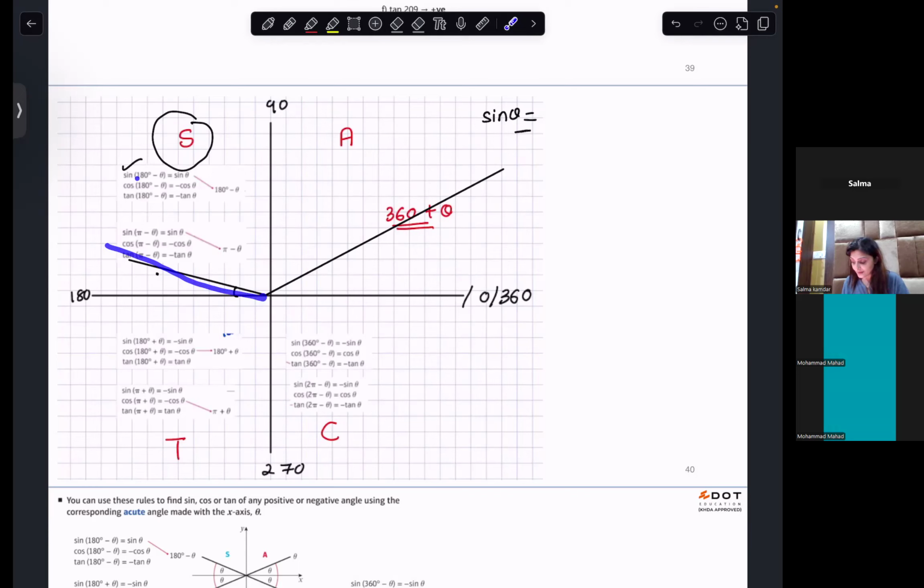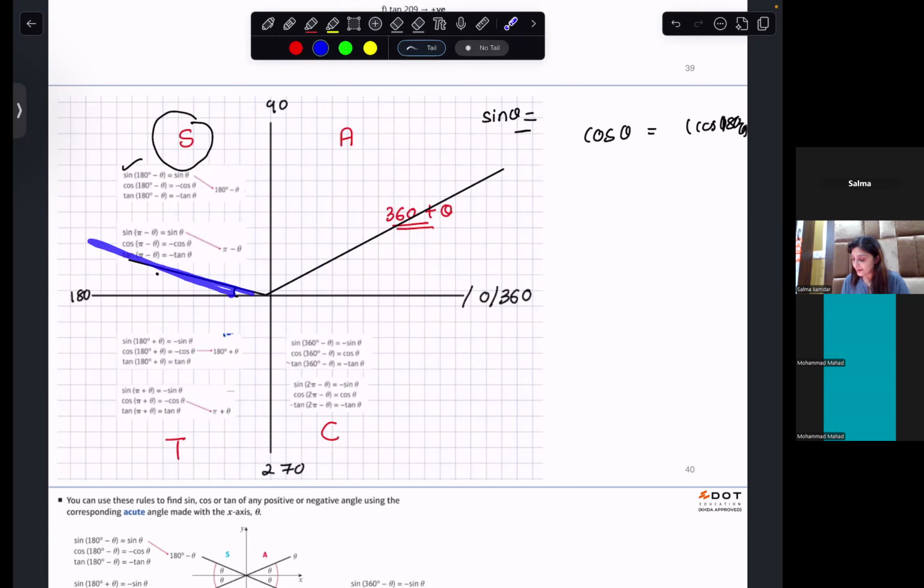If I have cos theta, and if I put cos 180 minus theta, tell me where 180 minus theta will come. It is going to be in the second quadrant. So cos theta here, and over here with 180 minus theta, it is going to be minus cos 180 minus theta.